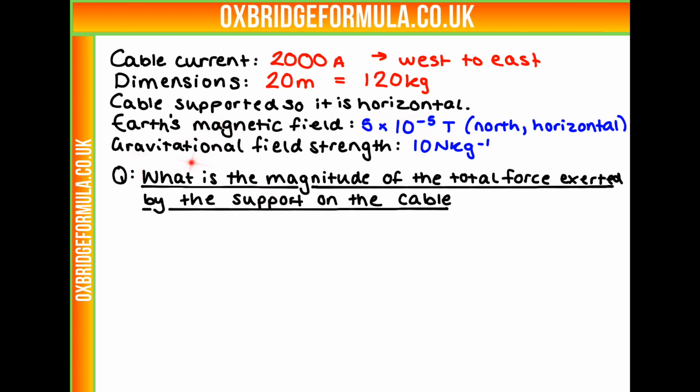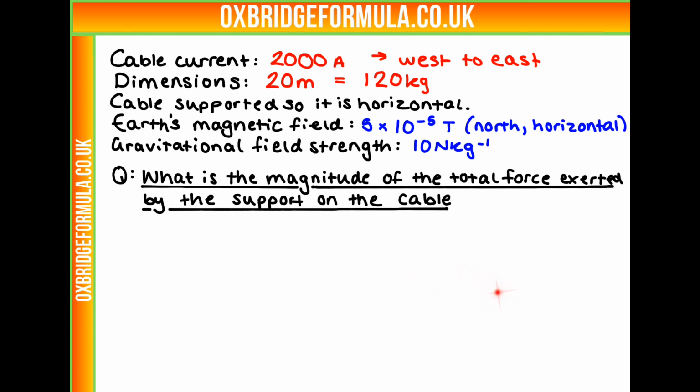We're also told about the Earth's magnetic field, that it has a value of 5 times 10 to the minus 5 T, and the gravitational field strength is 10 newtons per kilogram. And we have to work out what is the magnitude of the total force exerted by the support on the cable. So when we have to work out the total force, what I like to do is draw a diagram showing all of the different forces on our particular object, so in this instance the cable, to see if we can work out the net force.